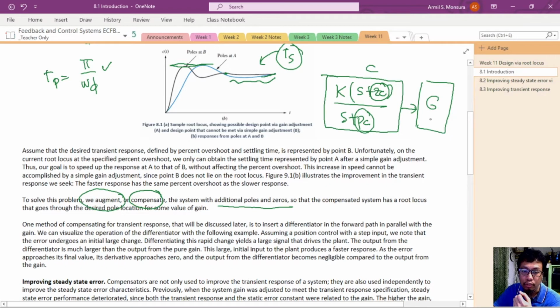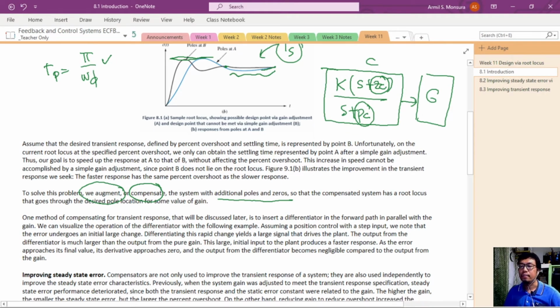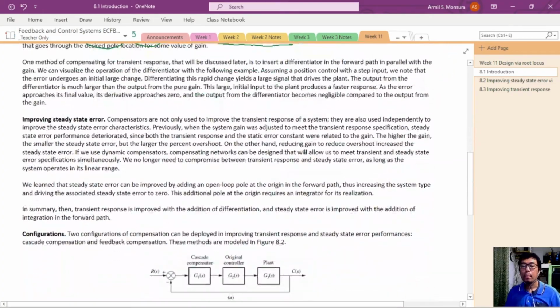Okay? Which in turn would actually reshape your root locus, and would force your root locus to pass through a certain operating point that we desire. Okay? So that is the approach we will take to be able to improve the transient response. Okay? So there. Now, how about the steady state error?